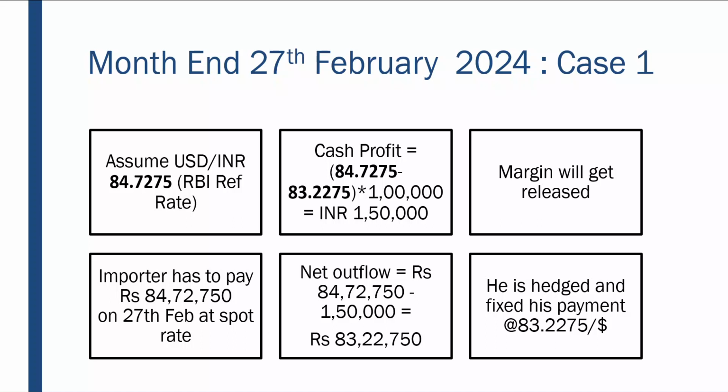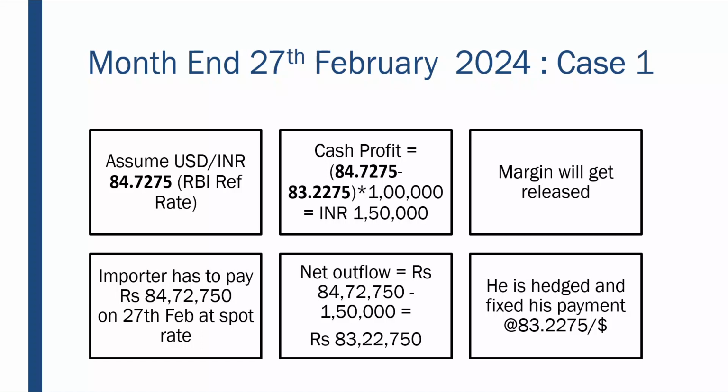Yes, the 1,50,000. See what he did: he gave 84 lakhs to the bank. Okay, that is an outflow which happened at the bank. So on 27th of February, the banker will say, we'll give you $1 lakh, give us 84 lakh 72,000 because today's price is 84 point something. You have to take the delivery of dollars. So now he goes to the bank and says, I want $1 lakh. He says, give us 84 lakh 72,750. We will give you $1 lakh.